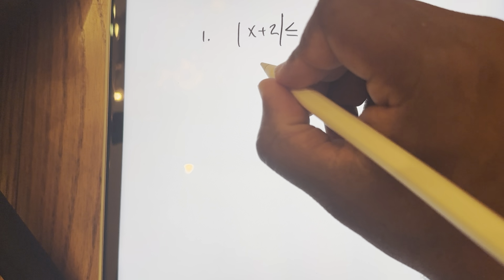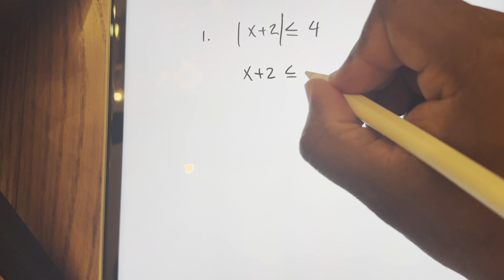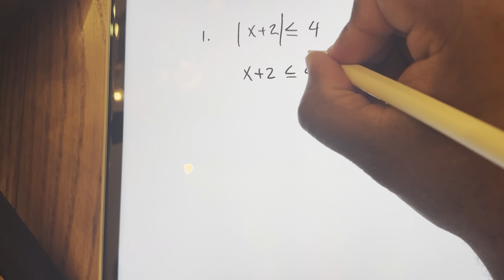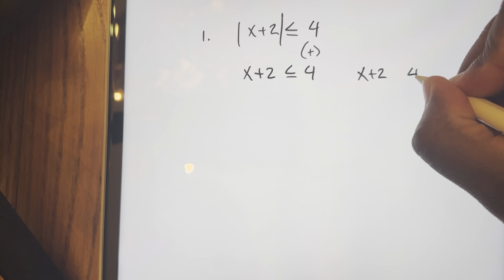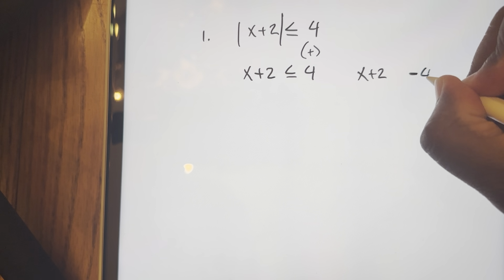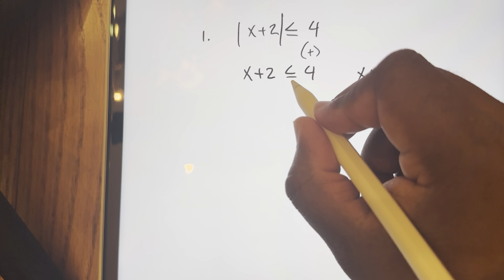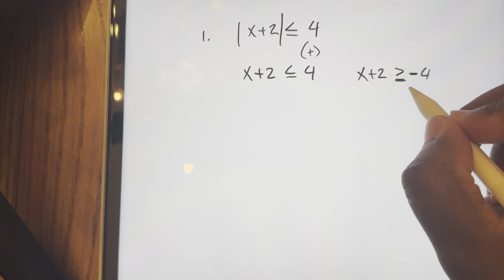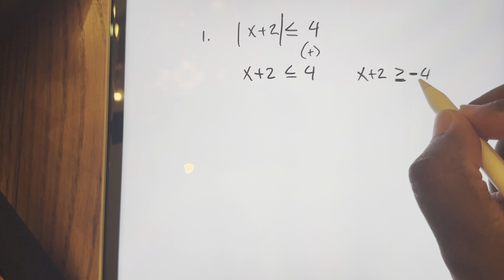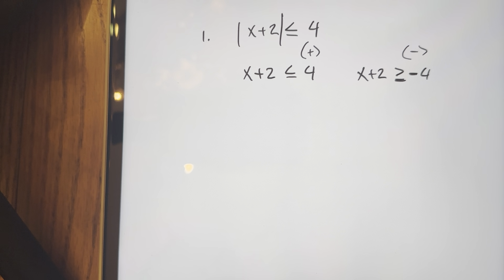So once you already have it isolated, you can drop the bars and then split your inequality into two parts, a positive part and a negative part. But with the negative part, the inequality flips. So we notice that we went from less than or equal to, and then we went to greater than or equal to. So that's just the big nuance that you have to watch out for with absolute value inequalities.